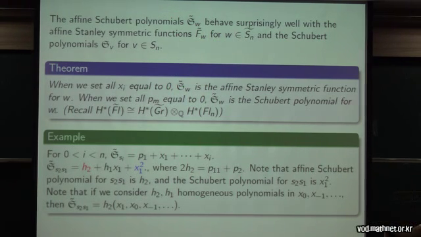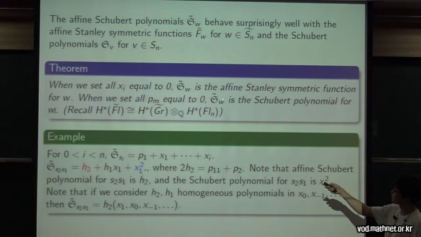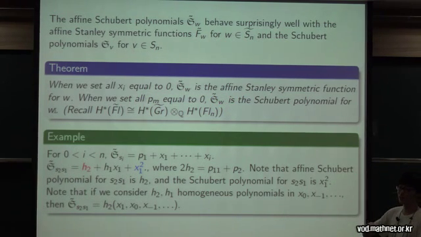Let's say we have one affine Schubert polynomial. That's a polynomial in the x_i's and p_i's. If you set all x_i equal to 0, then the affine Schubert polynomial becomes just the affine standard symmetric function for w. When you set all the p_m's equal to 0, then the affine Schubert polynomial becomes a Schubert polynomial. If w cannot be considered as a permutation in the finite symmetric group, then this is 0. They just vanish.